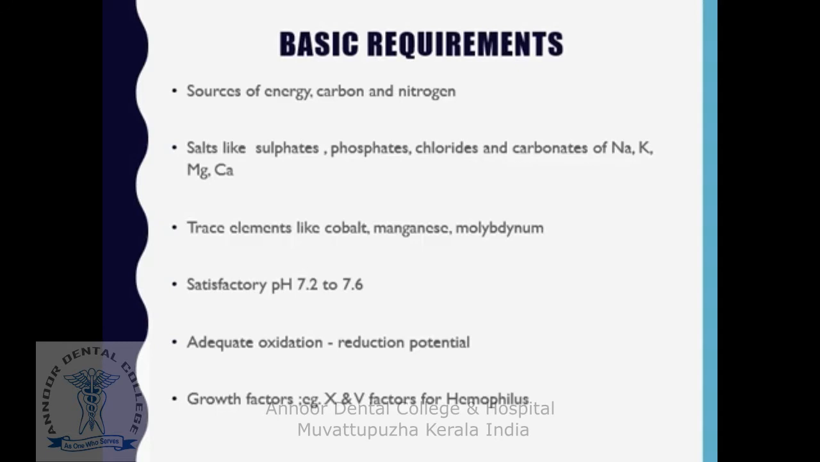For example, the bacteria Haemophilus requires growth factors like X and V factor. Don't be confused with blood clotting factor. X factor is actually hemin. Chemically it is hemin, and V factor is nicotinamide adenine dinucleotide, NAD. So these two factors are necessary for the growth of the bacteria Haemophilus.